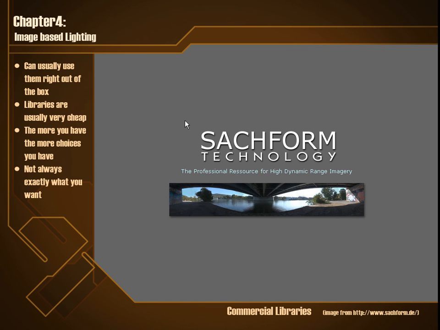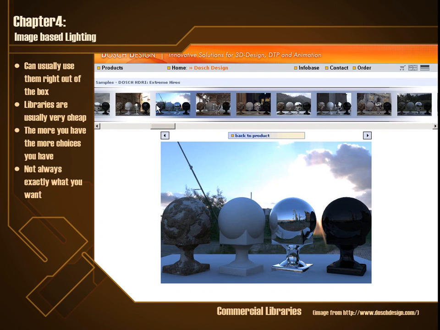I would encourage you to look at these places, such as this place called SOCForm, and it's got some great libraries available. And there's another one called Dosh Design. I would look at both of these places and see what kind of HDRIs they have available. One drawback, of course, is that it may not be the exact lighting that you're trying to mimic for your scene. At which point you would have to create your own using whichever method is available to you.